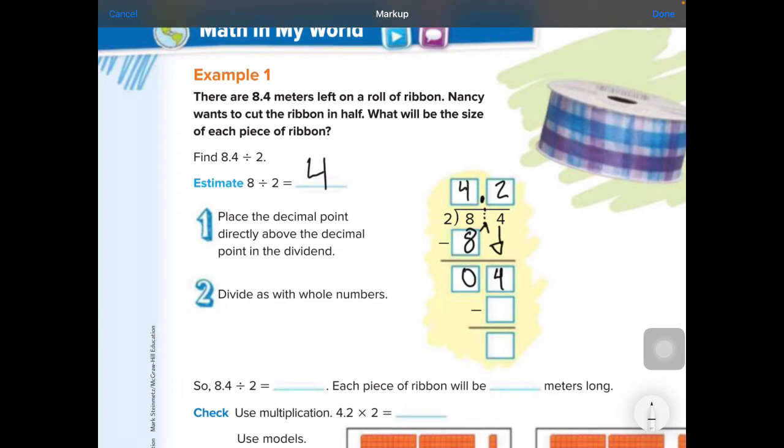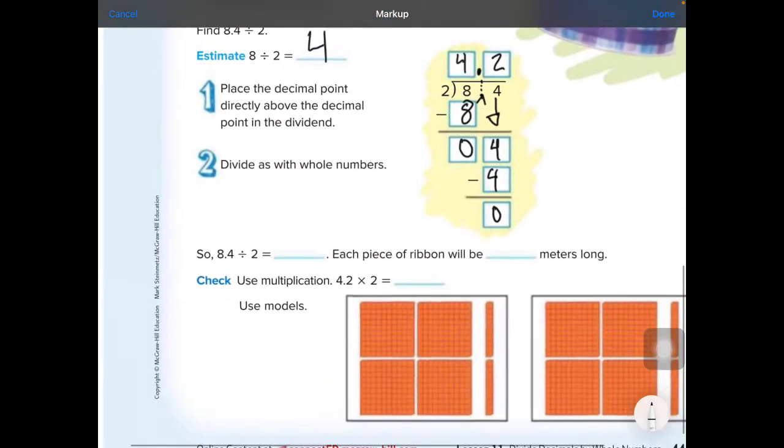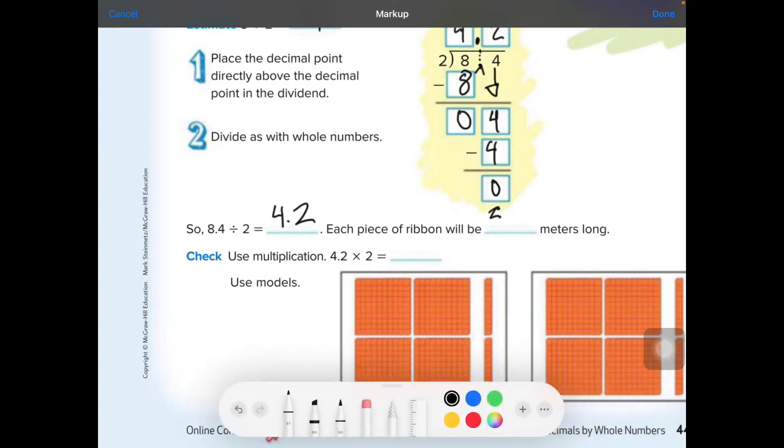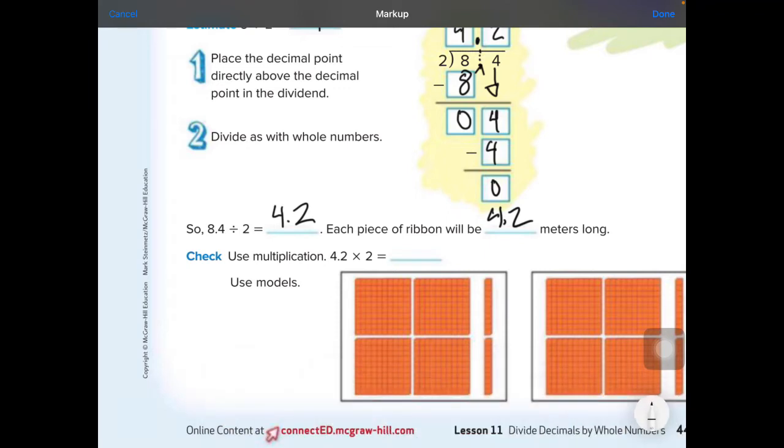2 will go into 4 2 times. And we're going to put the 2 over the 4, which happens to be on the right side of the decimal, and that's okay. This is why it's important to line everything up. 2 times 2 is 4. 4 minus 4 is 0. So 8.4 divided by 2 is 4.2. Each piece of ribbon will be 4.2 meters long.